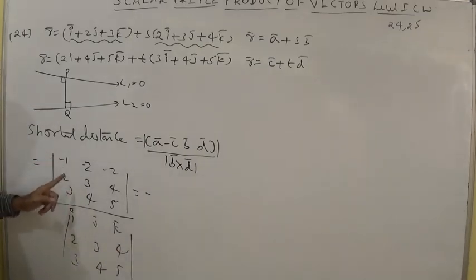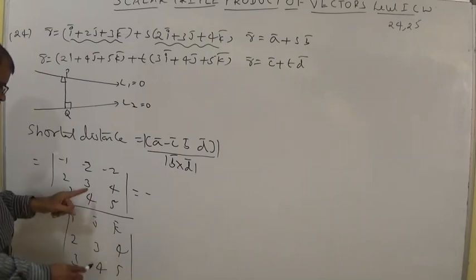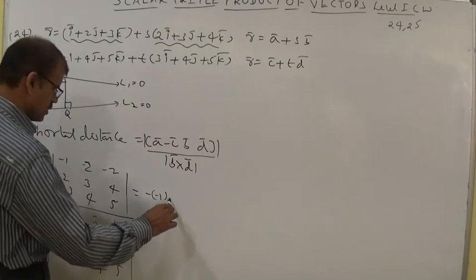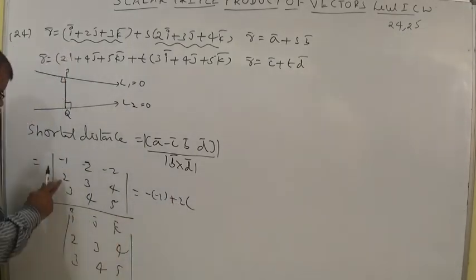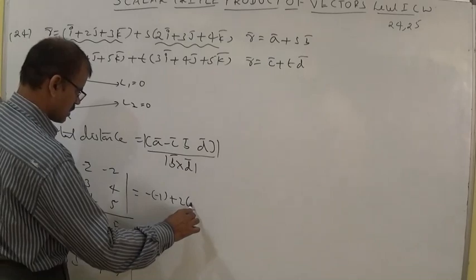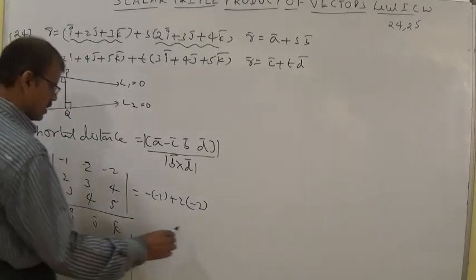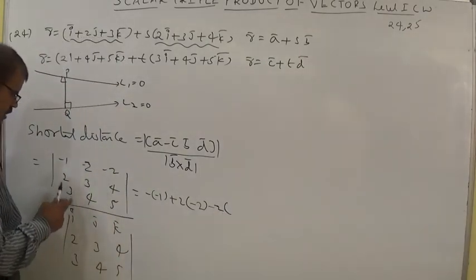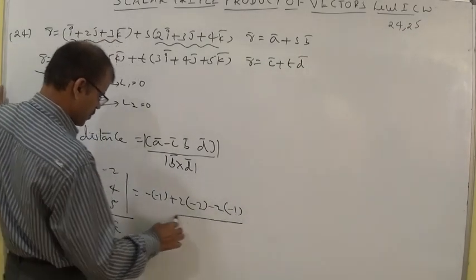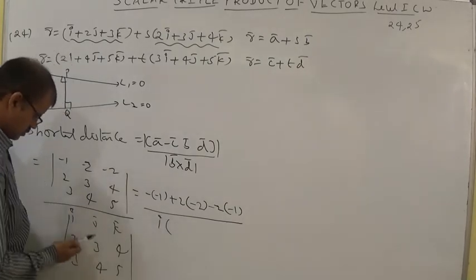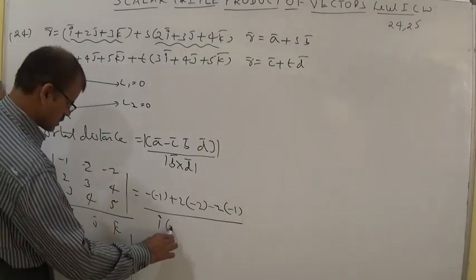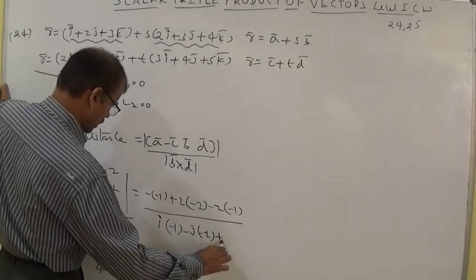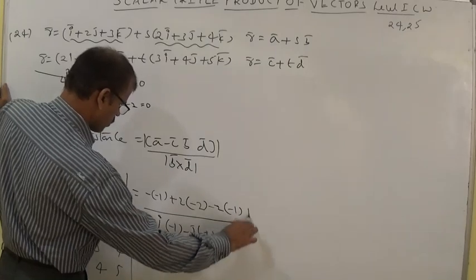Using the determinant, we calculate: i into 3 fives are 15 minus 16, which is minus 1. Here it becomes plus 2. Minus j into 2 fives are 10 minus 12, which is minus 2. Next, plus k into 2 fours are 8 minus 9, which is minus 1. Whole by i into minus 1, minus j into minus 2, and plus k into minus 1, over the modulus.